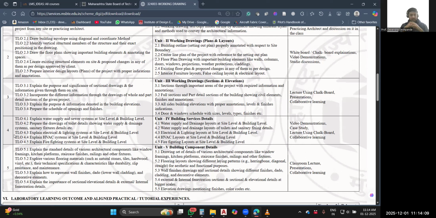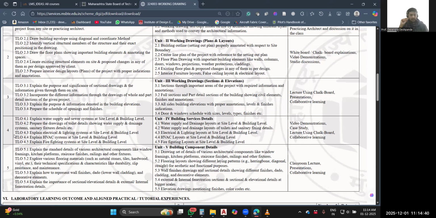The second TLO is to explain or explore various flooring materials such as natural stones, tile, hardwood, vinyl, and so on. So their technical specification and characteristics like durability, slip resistance, and maintenance will be discussed, and through working drawing how these are to be conveyed through infographic on drawing.